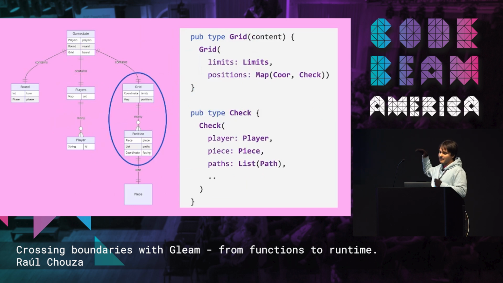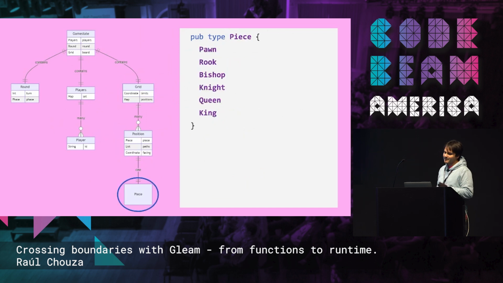Then the grid is a map with coordinates as keys and positions as values. Each chess square or position holds relevant information, like the piece that occupies it, the player related to that piece, and the paths the piece might navigate at that point. Then we have a piece type, which is self-referential and takes advantage of sum types. This means that there are different shapes for the same type, which is piece.